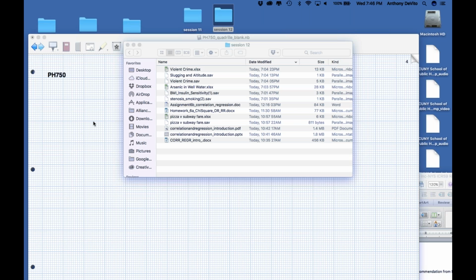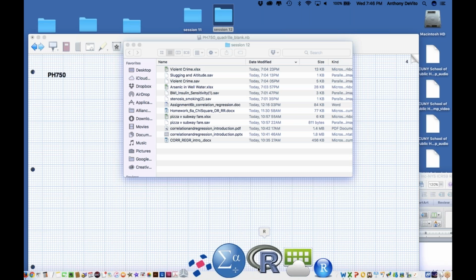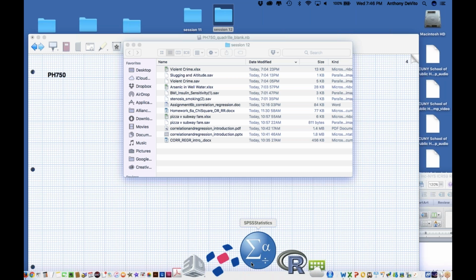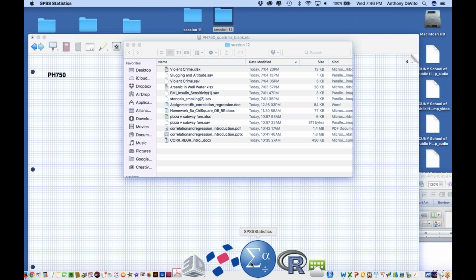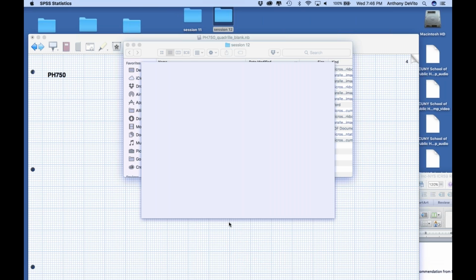So, did that just crash? Did I just crash? I think I did. Yeah, SPSS crashed on me and disappeared. I'll go back to that point.